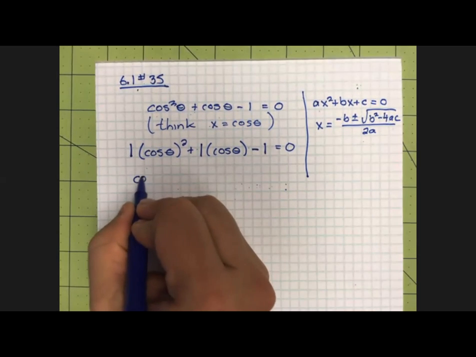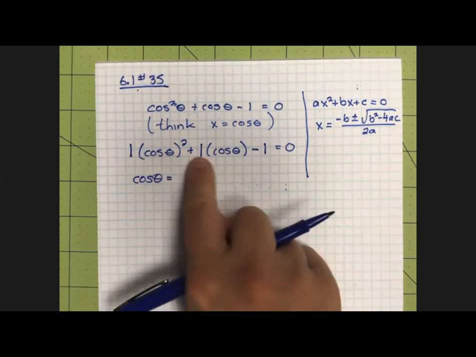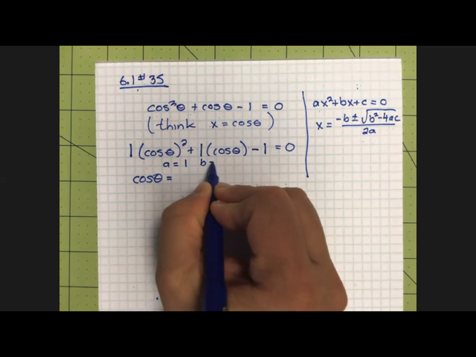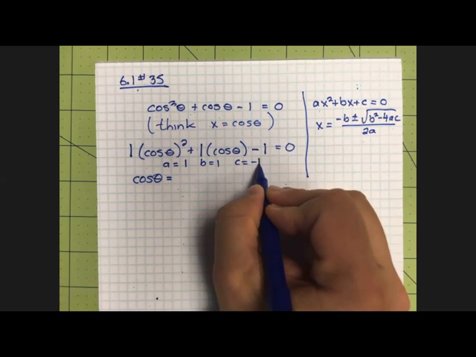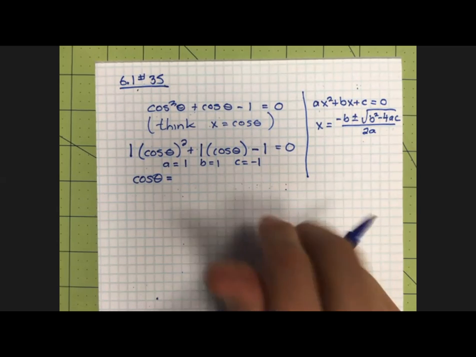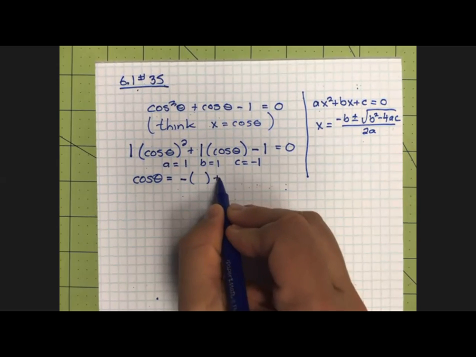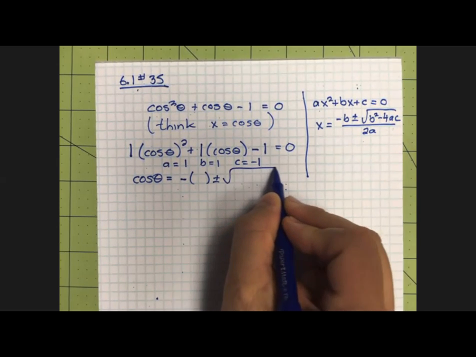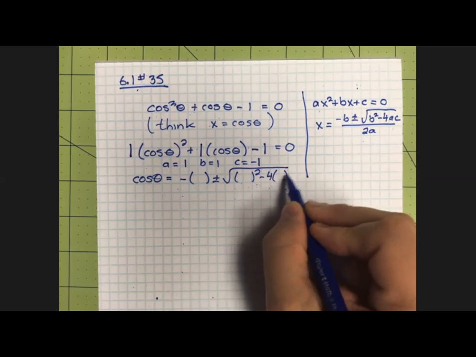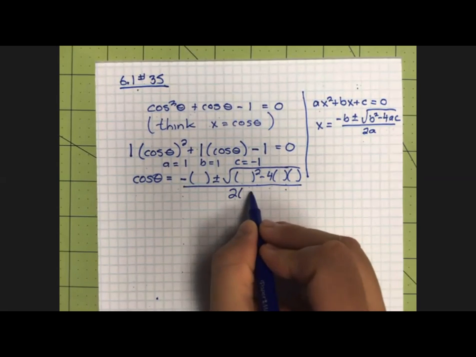Okay, now let's solve for the cosine of theta. I just insert the a, b, and c. Never hurts to write down the a, b, and c. A is 1, b is 1, c is minus 1. Make sure you don't disrespect one of the minus signs. So I write down opposite of b plus or minus the square root of b squared minus 4ac divided by 2 times a.